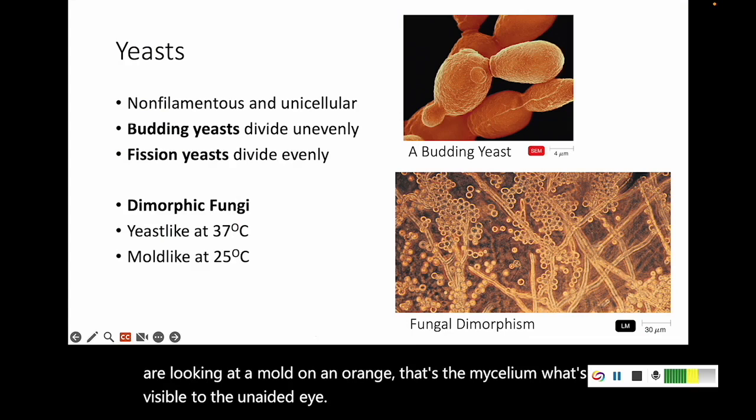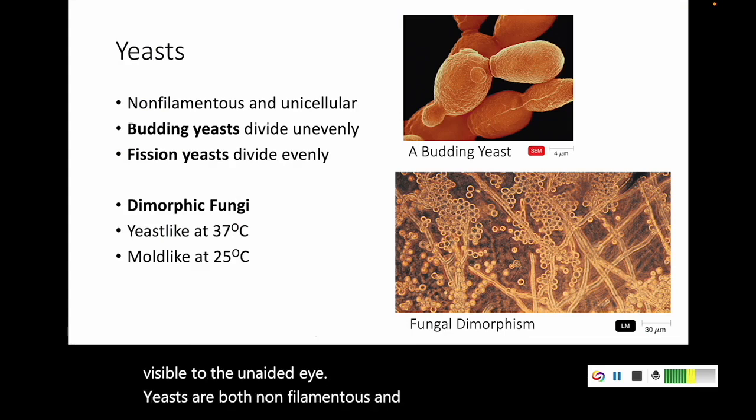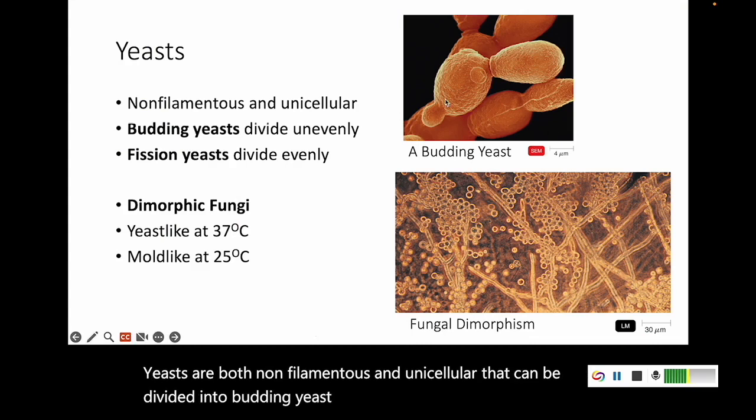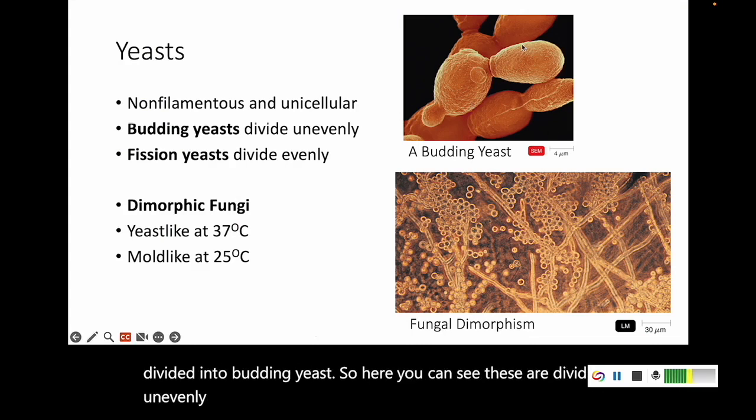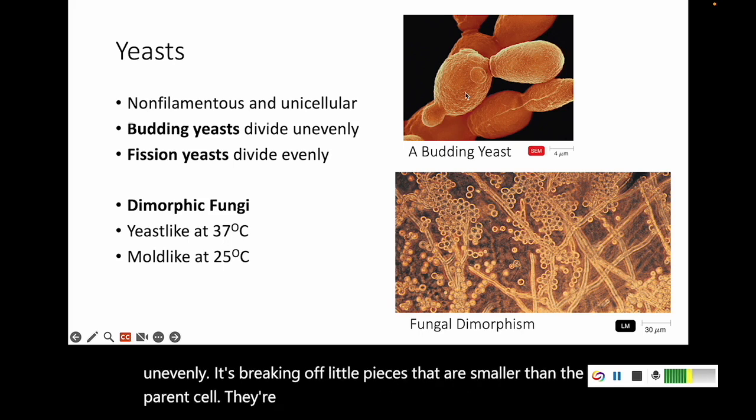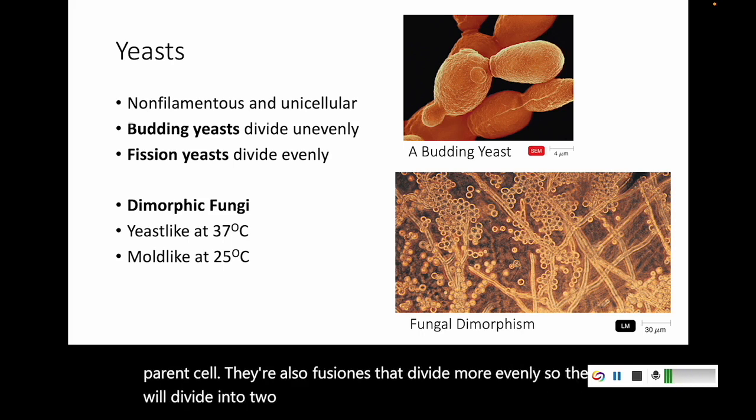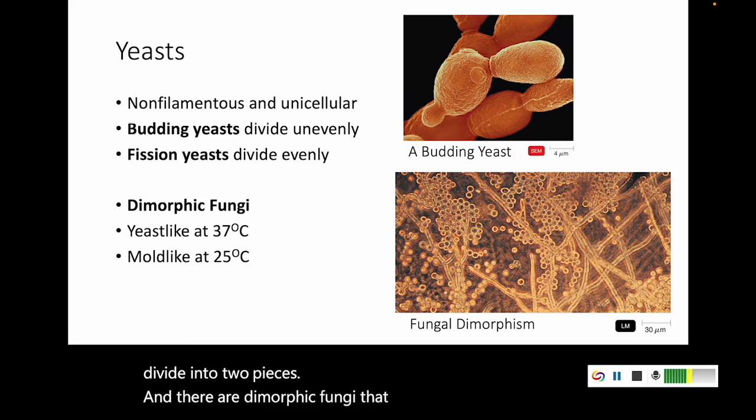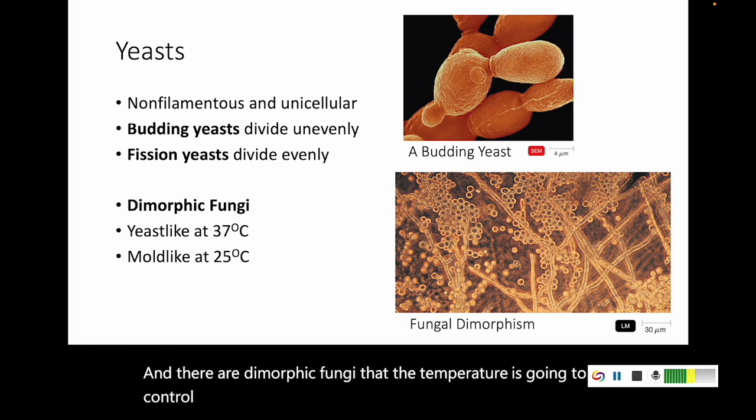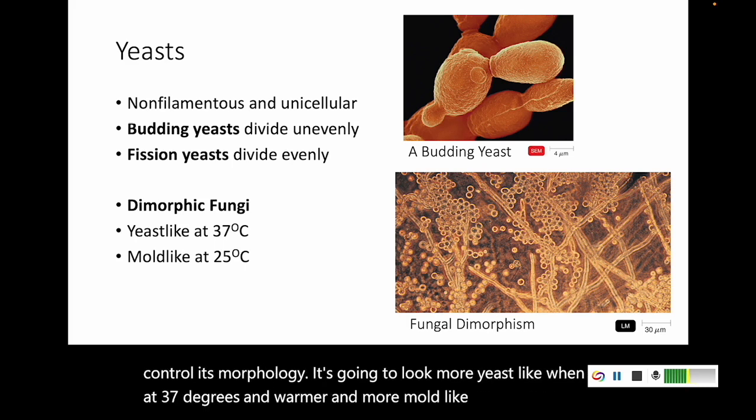Yeasts are both non-filamentous and unicellular. They can be divided into budding yeasts. So here you can see these are dividing unevenly. It's breaking off little pieces that are smaller than the parent cell. There are also fission yeasts that divide more evenly, so they'll divide into two pieces. And there are dimorphic fungi that the temperature is going to control its morphology. It's going to look more yeast-like when it's at 37 degrees and warmer, and more mold-like when it's 25 degrees or cooler.